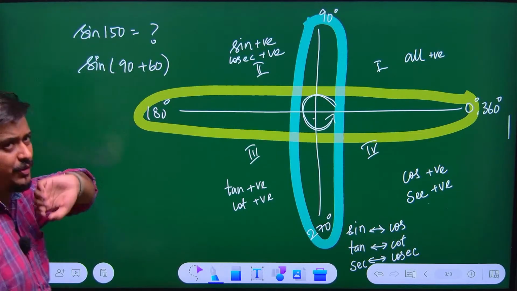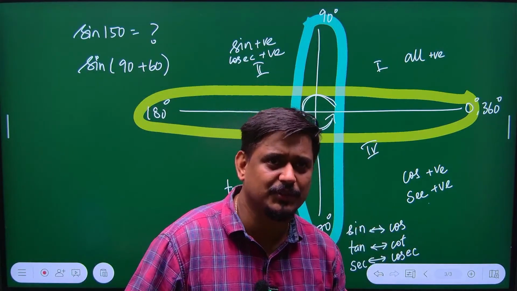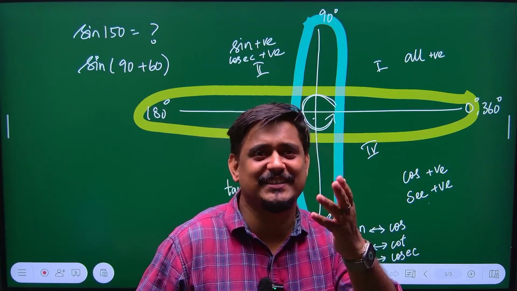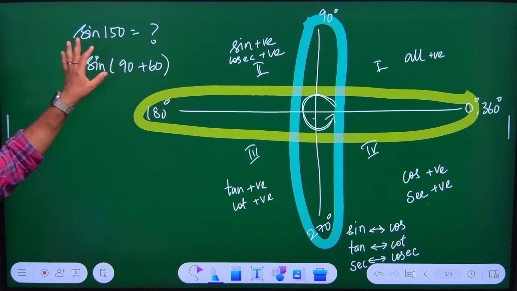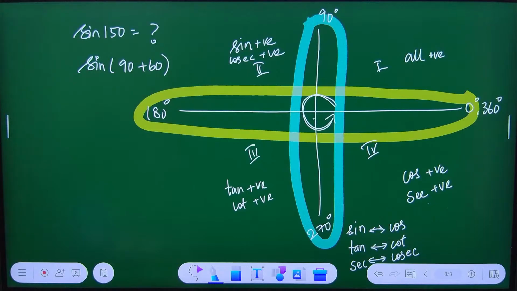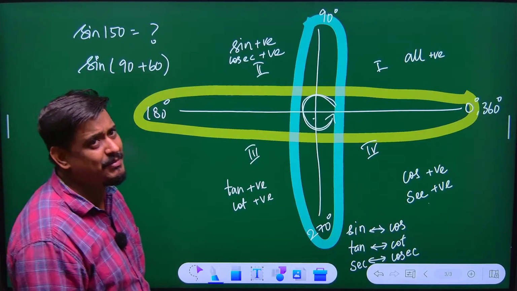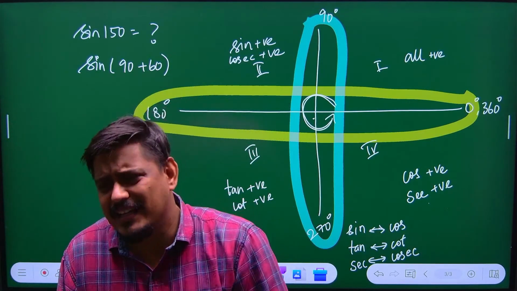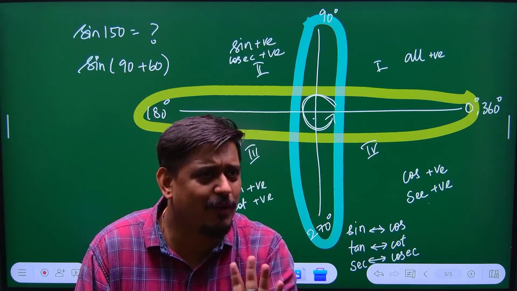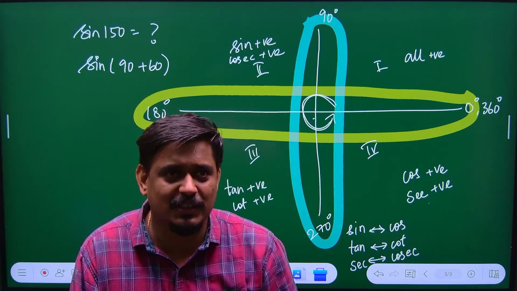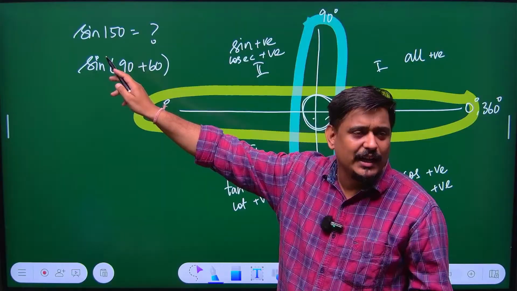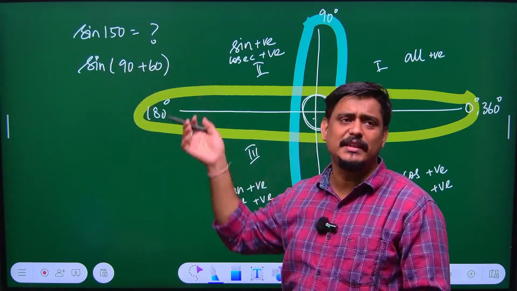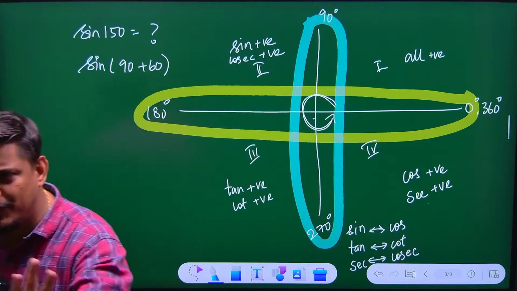whenever a ratio is given to you, that is, whenever an angle is given to you, what you have to do is break the angle into components. Like sine 150 can be written as sine of 90 plus 60. Somebody can ask me, sir, can I write sine of 180 minus 30 also? Completely your wish. The answer will be the same for both. Both are correct. Your freedom of choosing.